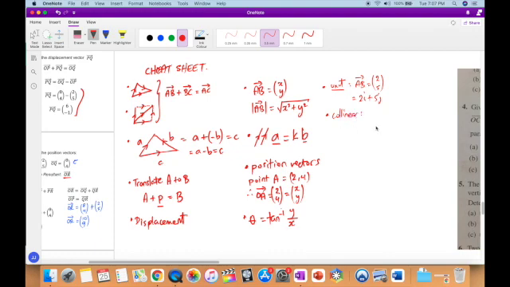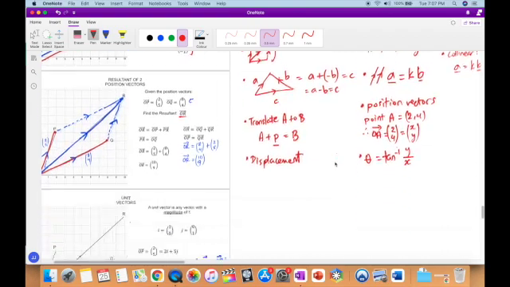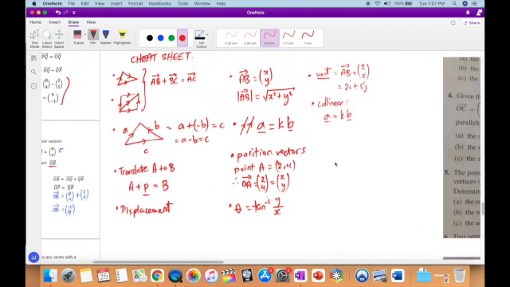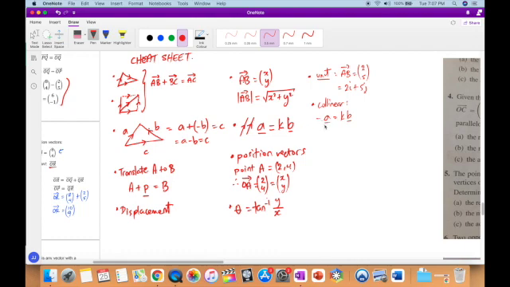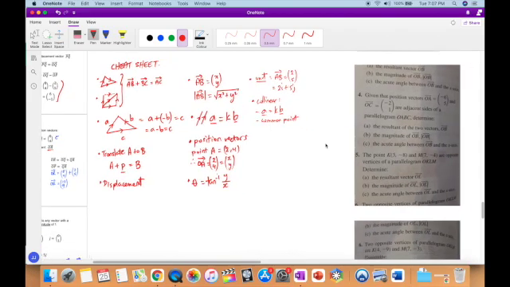And collinear doesn't have anything special to write. I'm just going to say how I'm going to prove that they're parallel. So A is equal to KB. Once you prove that they're parallel, and you also show that they have a common point, that means that they'll be collinear. Nice. So that is the cheat sheet.